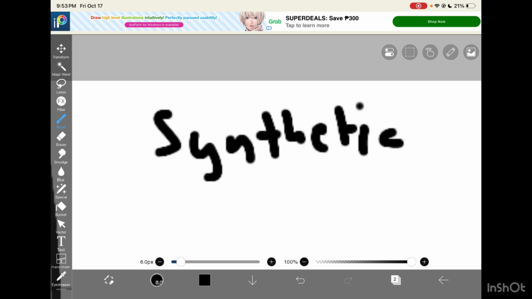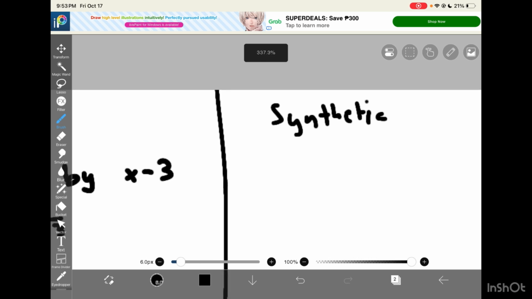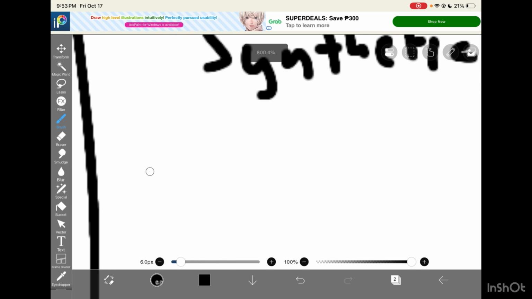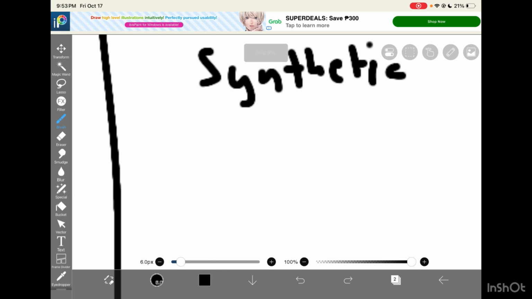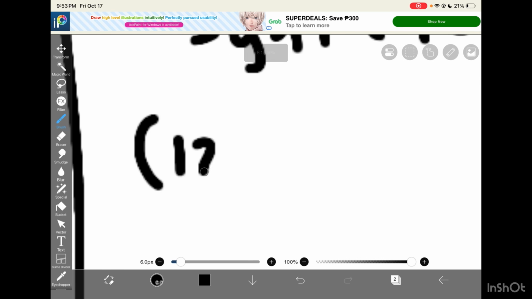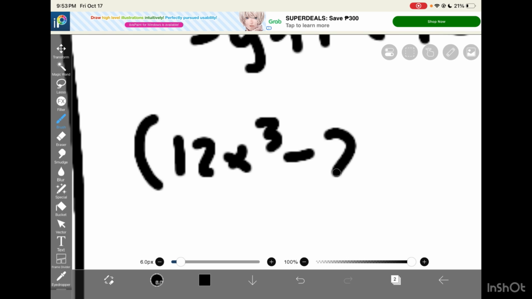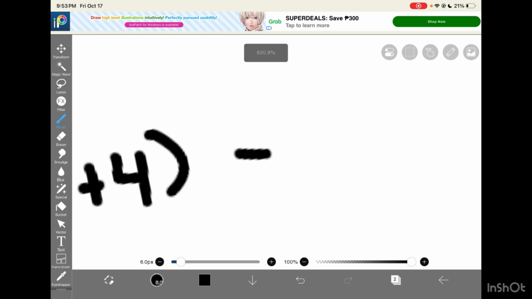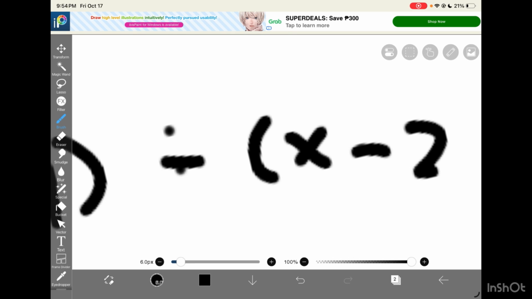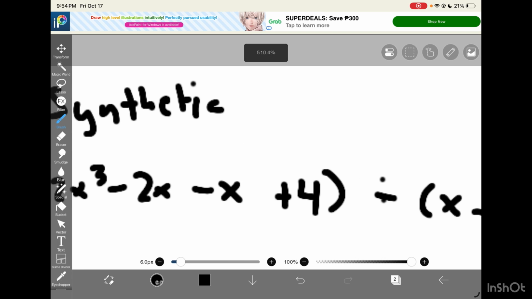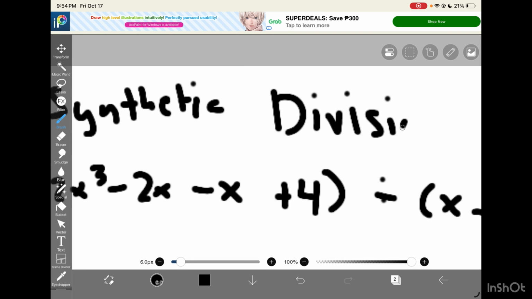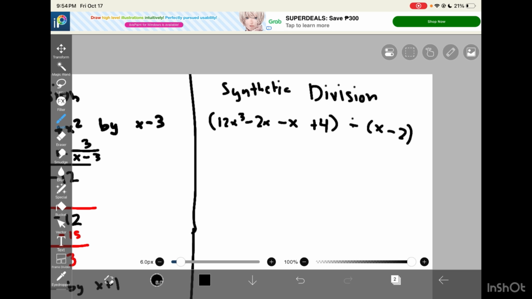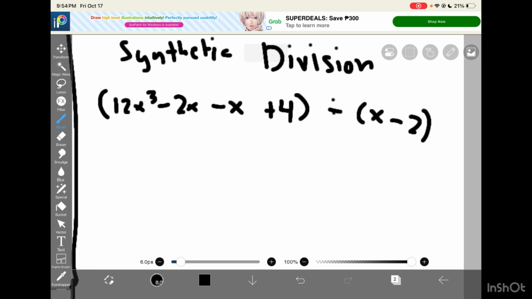Synthetic division is a shorter and faster way. Basically, you can divide anything as long as it's linear. Okay, I might as well just show it to you. Let's say 12x cubed minus 2x squared minus x plus 4 divided by x minus 2. So it's this synthetic division. It gives us a very simple way of doing it.